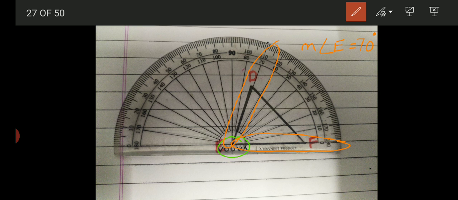Have you got it? That is how to measure your first angle E of the triangle DEF. Please rewatch the video and place your protractor in a very good manner, and then you will come to know for yourself the measure of angle E. Now let's move ahead and find the measure of the next angle.